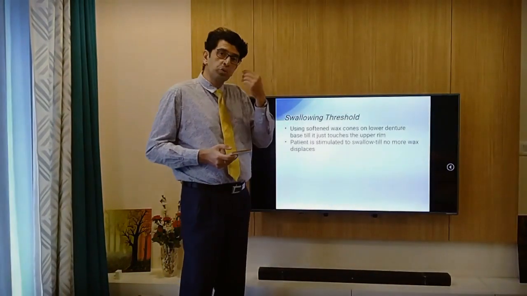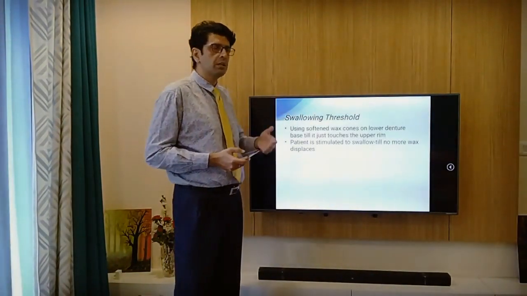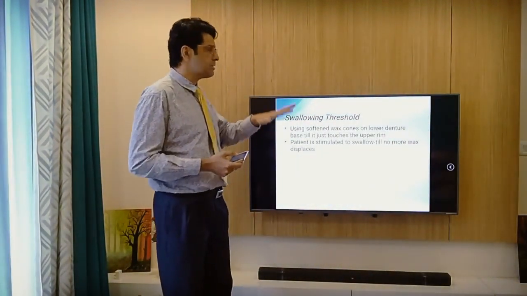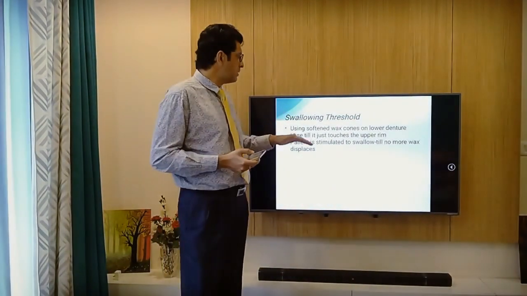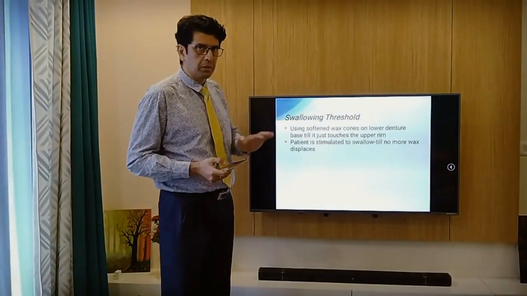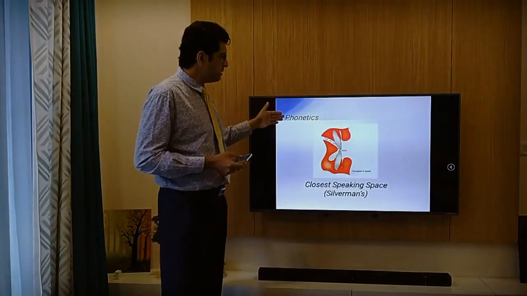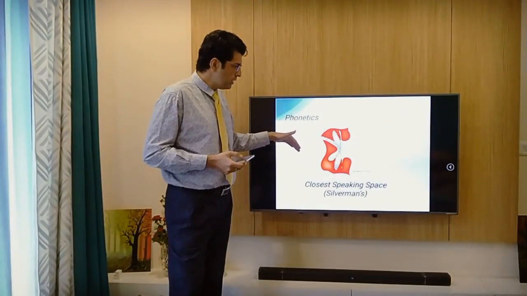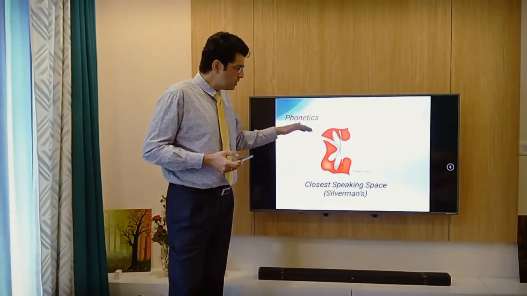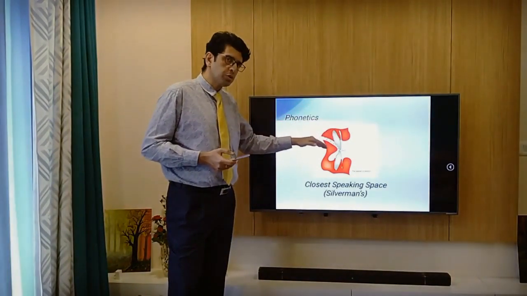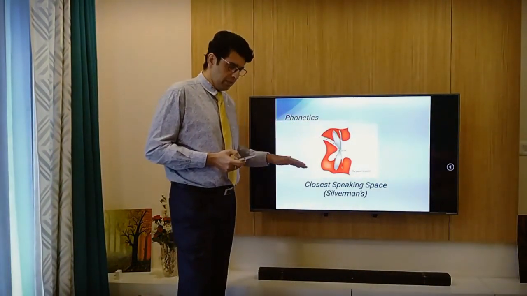Swallowing threshold is where you use wax cones on the upper and lower denture and ask the patient to swallow and relax till finally no more wax is being displaced, and so you know that the patient is at rest right now. Phonetics is the closest speaking space, or the Silverman speaking space, where the patient is able to speak clearly and the S sounds are very clear.